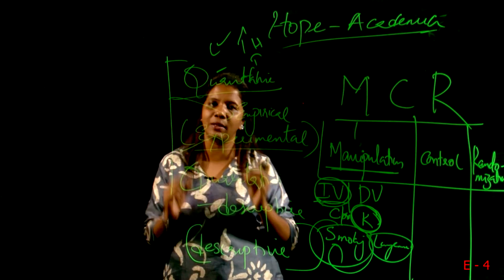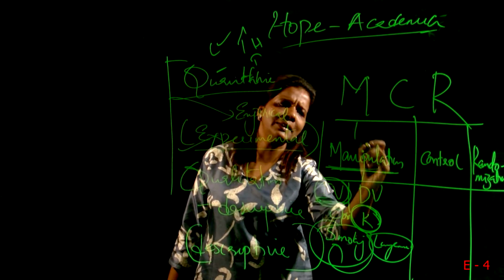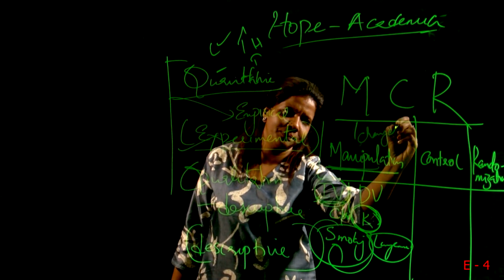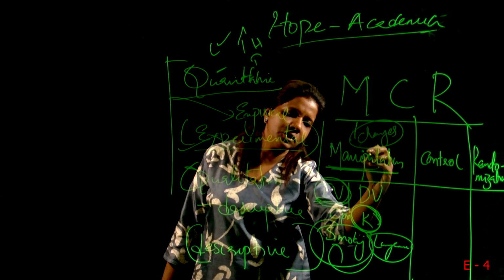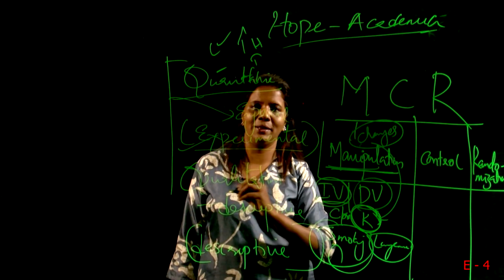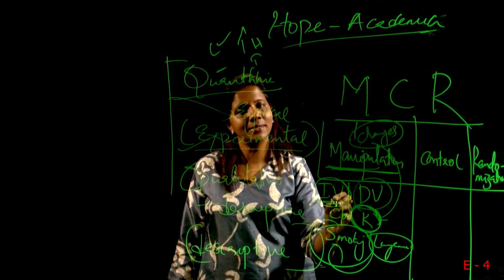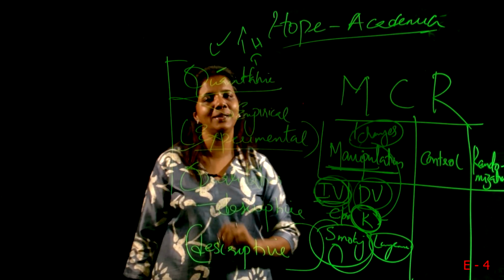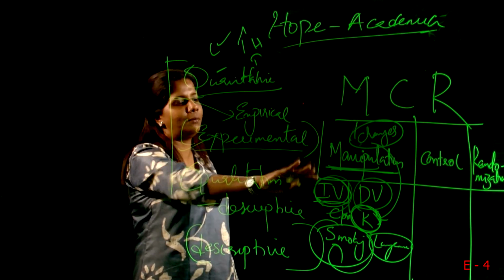Okay, hope it is clear for everyone. Manipulation is nothing but bringing changes. So which variable is more prone to undergo changes? Dependent variable. Which has more power to bring the changes? Independent variable. I think it's clear for everyone. So that is called manipulation.